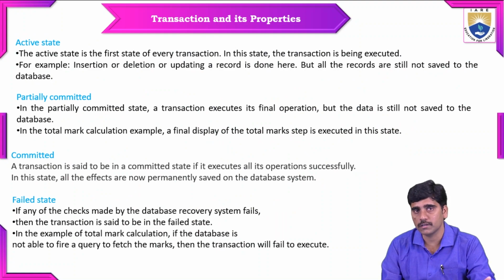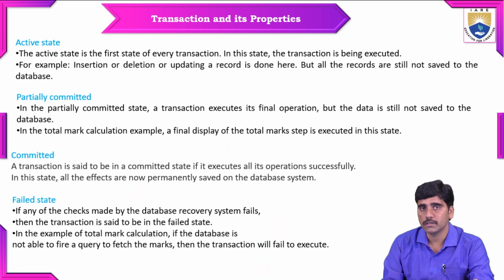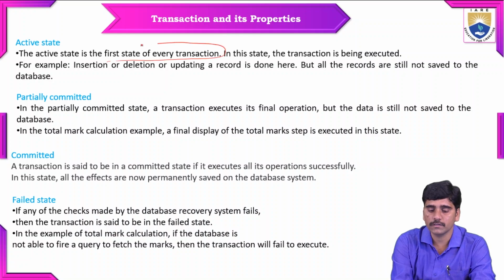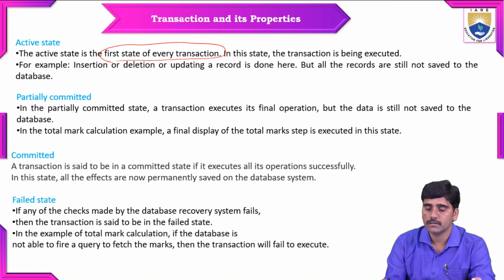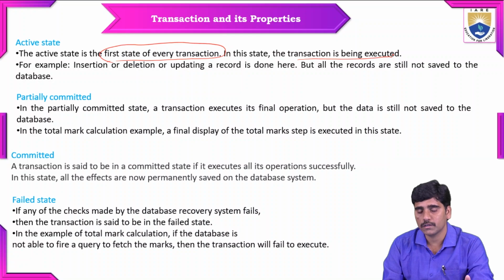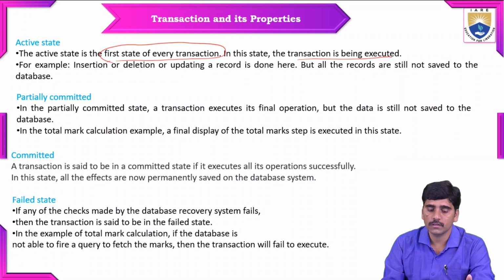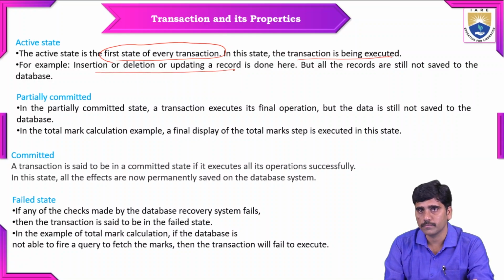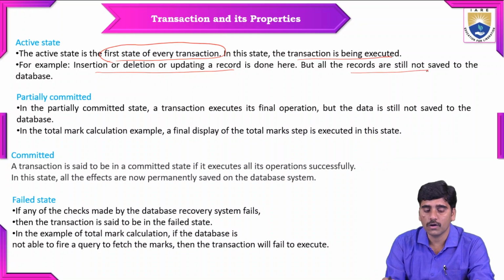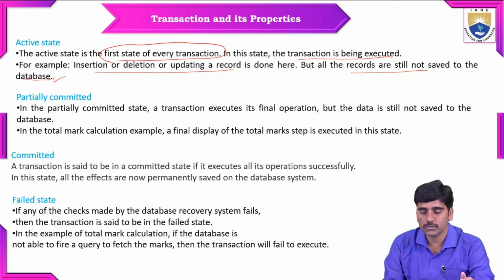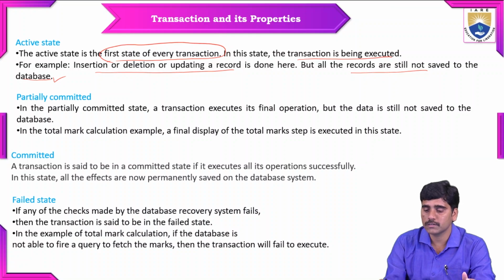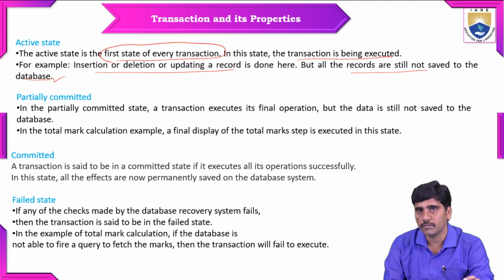So here each and every state is represented like what? So active state is the first state of every transaction. In this state, the transaction is being executed. So here, for example, insertion or deletion or updating a record is done here. But all the records are still not saved to the database because it is not entered into the partially committed state. So before entering it, it is still in not saved state. So that's why you can say that active state is the first state of every transaction.